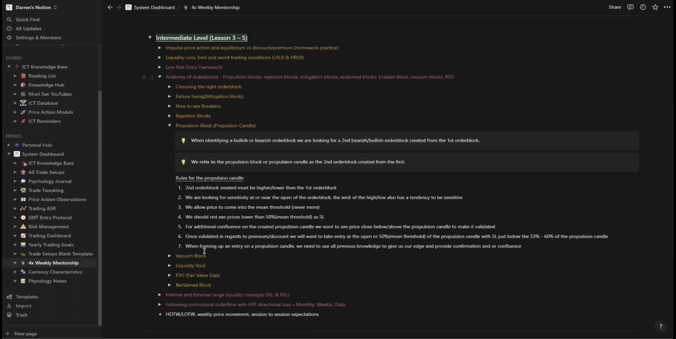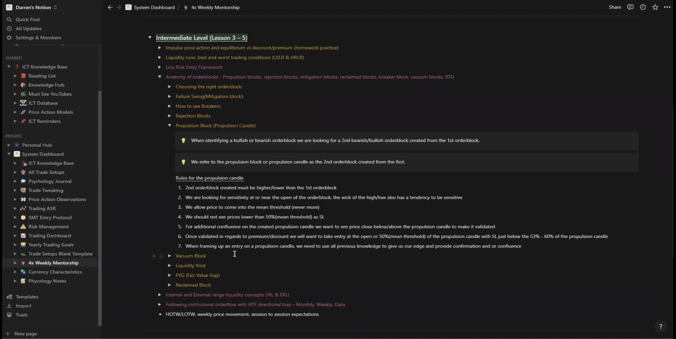Okay, and then once validated in regards to premium or discount, we want to take entry at the open of the candle of the order block, or 50% the mean threshold of the propulsion candle, with a stop loss just below, which is like 53% or 60% of the propulsion candle, also including your broker spread.